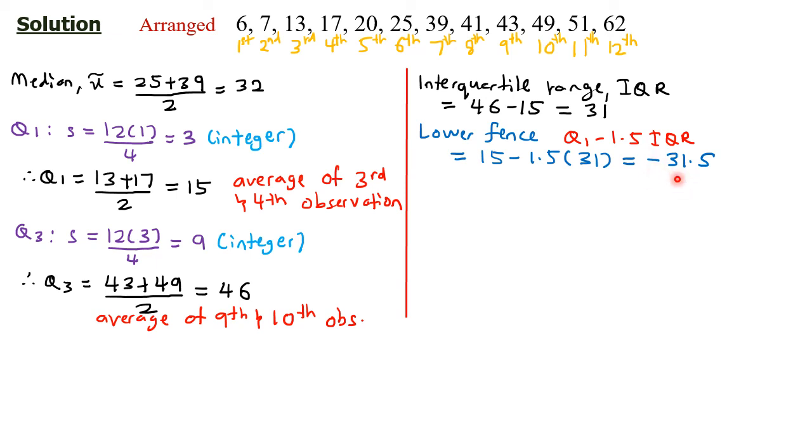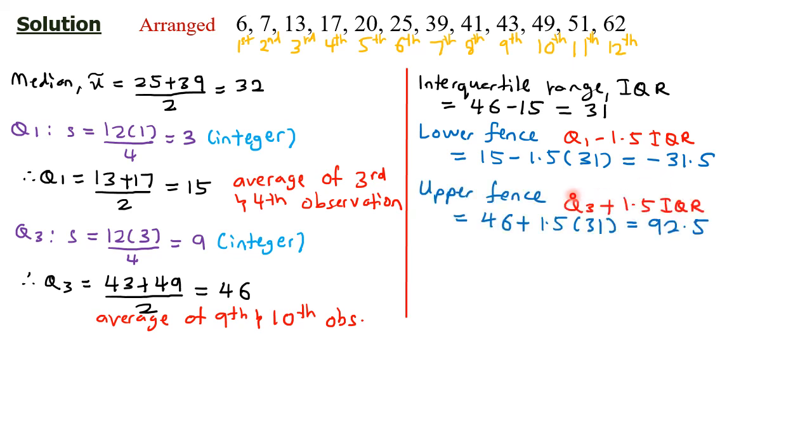So the value will be negative. Well, never mind, the negative is the value that we get. You're not wrong, the value is correct. The negative is true, it is the correct value. Right, next for the upper fence. Now Q3 plus 1.5 times the interquartile range. So we got 92.5.